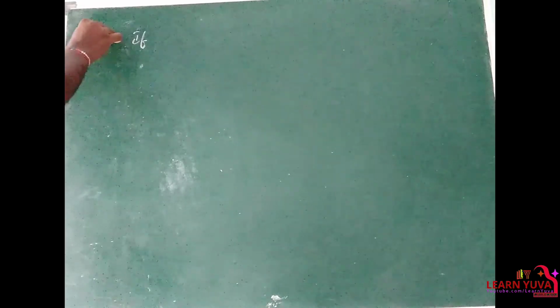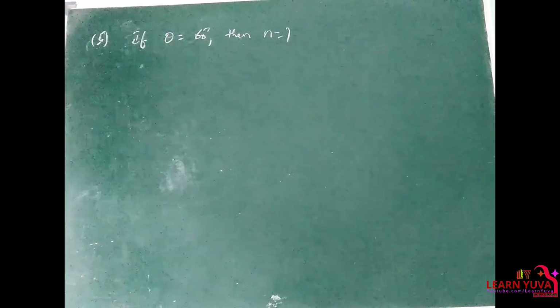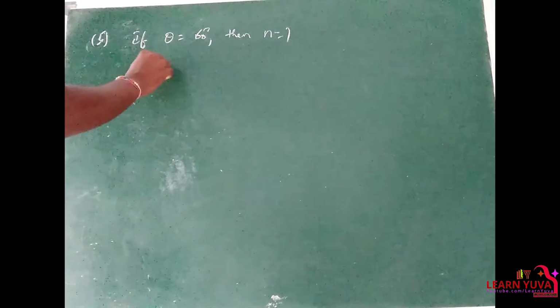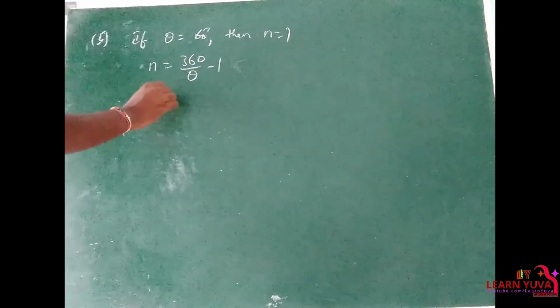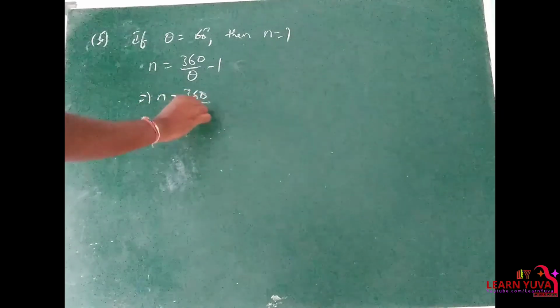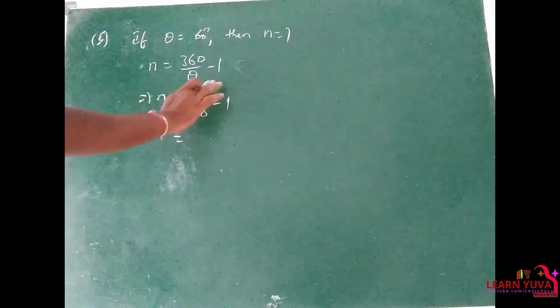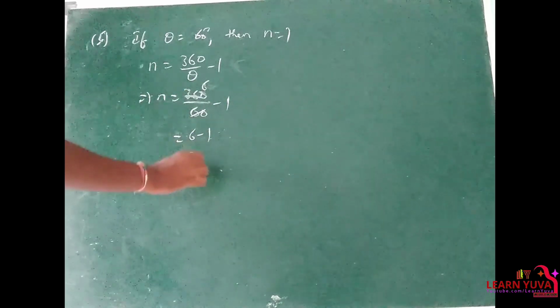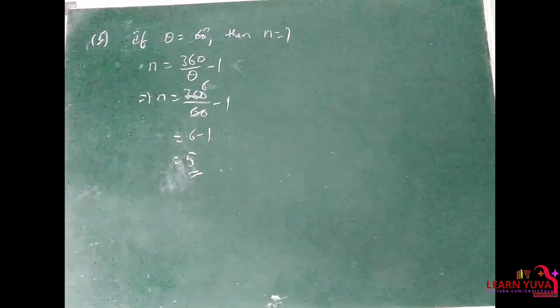Next, if the angle between two plane mirrors is, let's say, 60 degrees, then the number of images formed n is equal to, we have the formula, n is equal to 360 by theta minus 1. That implies n is equal to 360 by 60, minus 1. 6 1s are 6, so 6 minus 1 is equal to 5 images formed. For the given theta equal to 60, the number of images formed is 5.